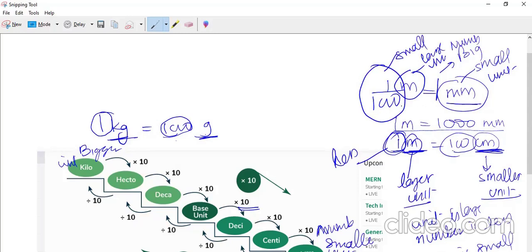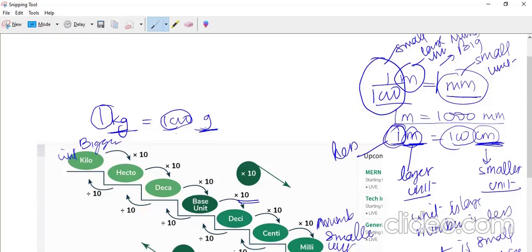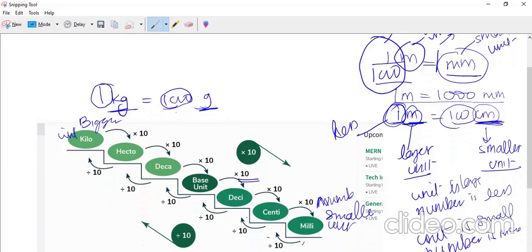So if you want to convert mm to meter, you will divide, because you want the number to be small. Whenever you are converting from a smaller unit to a bigger unit, you will have to divide, because the number you get will be smaller. So we have to keep on dividing, and it becomes smaller and smaller. So that is one thing you should understand.